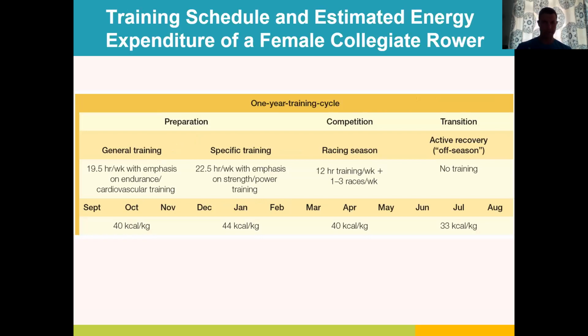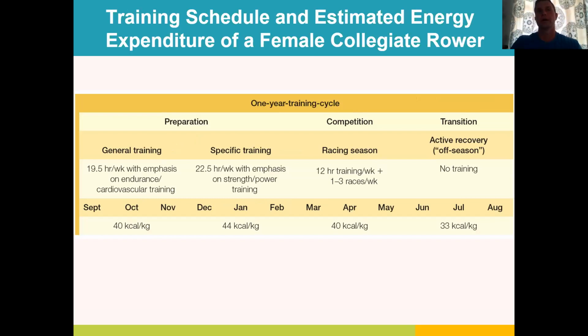Again, this is just giving you an idea of the general training and how during different times the amount of exercise that's going on increases. And so then you'll see the times where the kilocalories per kilogram have to go up, right? It just depends on the sport, right? So this is a female collegiate rower.